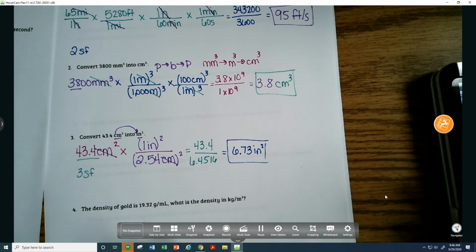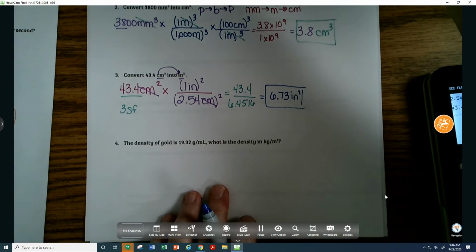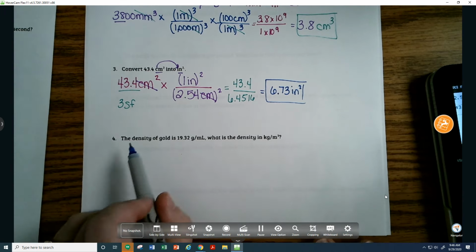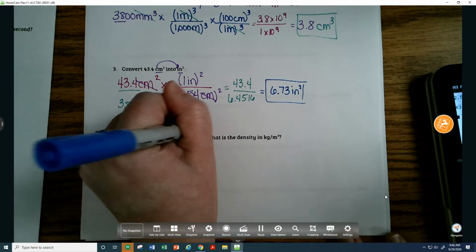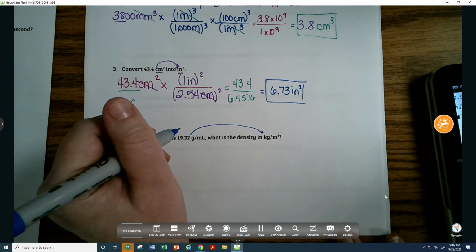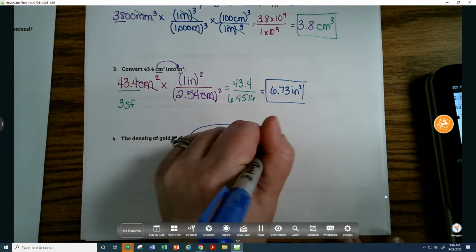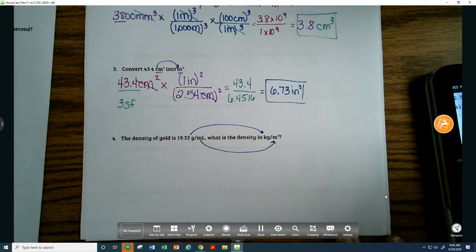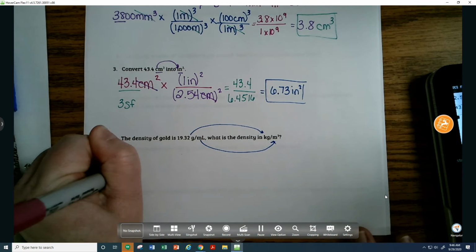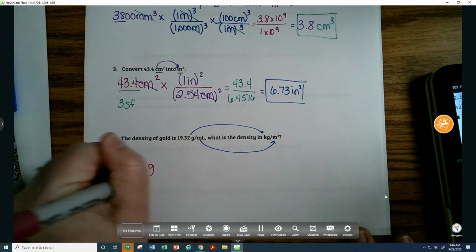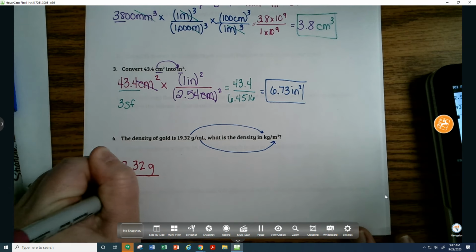So now we're back to an example much like example 1, where we have 2 units. So density, and this is going to be something we're going to talk about here shortly, we are changing 2 things about it. We're changing the mass from grams to kilograms, and volume from milliliters to cubic meters. So again, the first thing that you want to do when you go to set this up is write your given. So 19.32 grams per 1 milliliter.